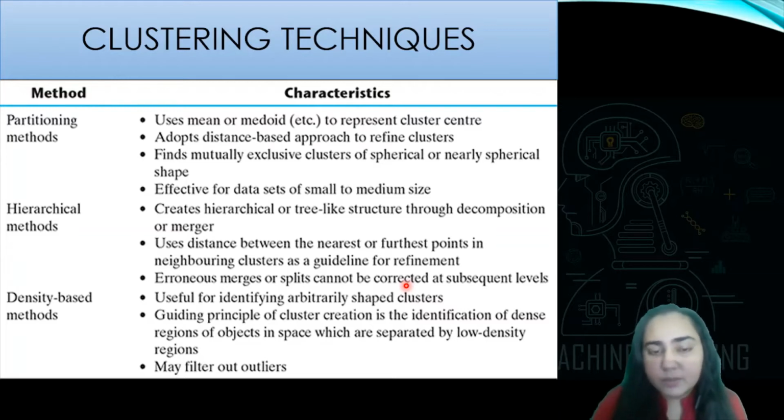But the guiding principle of this cluster creation is the identification of dense regions of objects in space, which are separated by low density regions. Just as we saw previously, this space was filled with data points, and then there was this white gap where there was no data point. Based on that, you can identify clusters by density. And if there are outliers, they can just get filtered out because they do not belong to any cluster, they are far away.